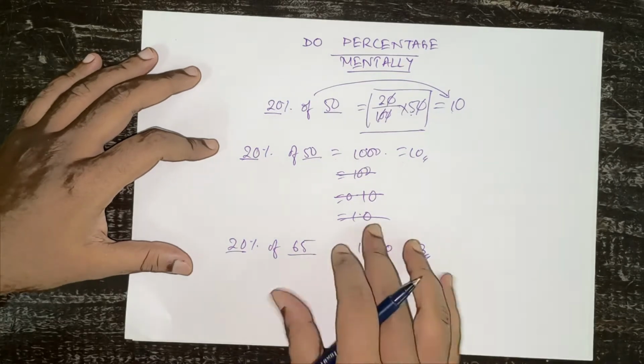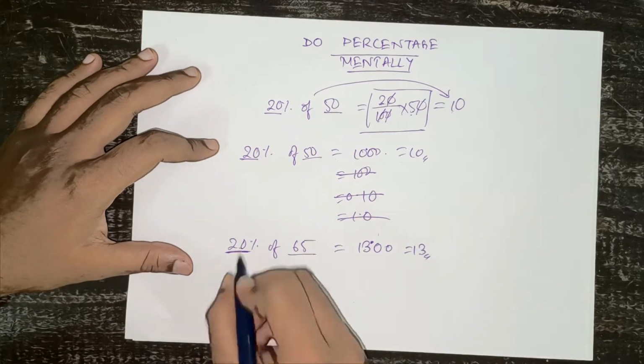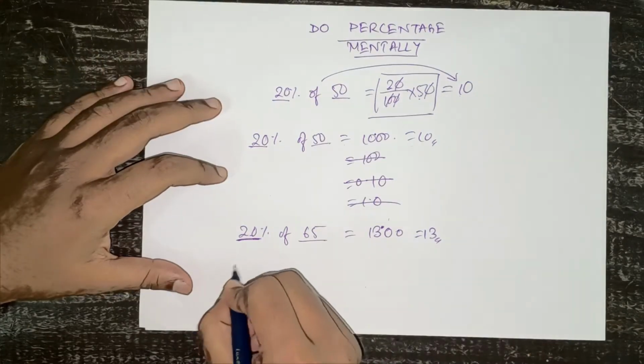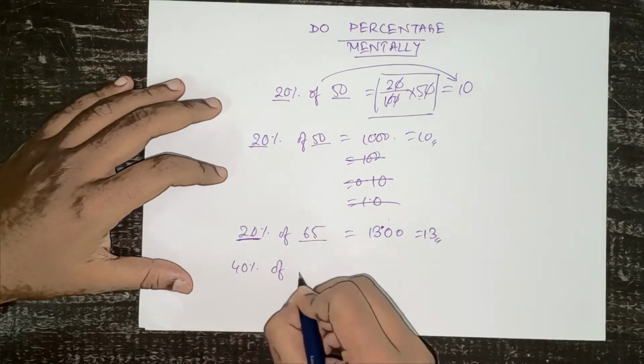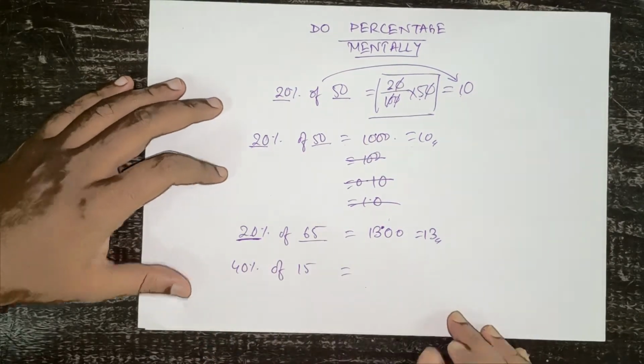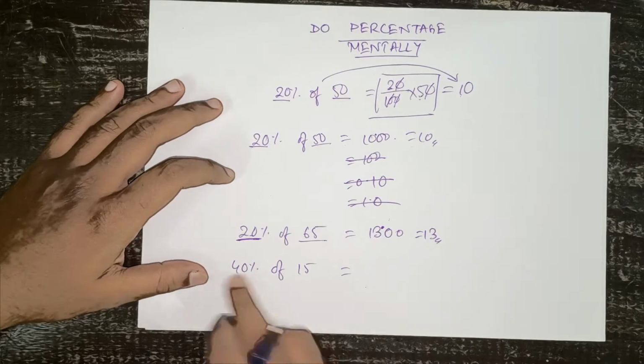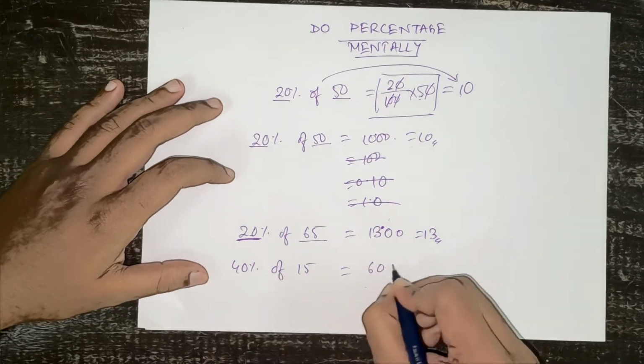Now this is becoming simple because here we are having a number which ends with 0. Suppose another number, we want to find 40% of say 15. So what do we do? We multiply 40 and 15. So 4 into 15 is 60 and for that 0 we get 600.